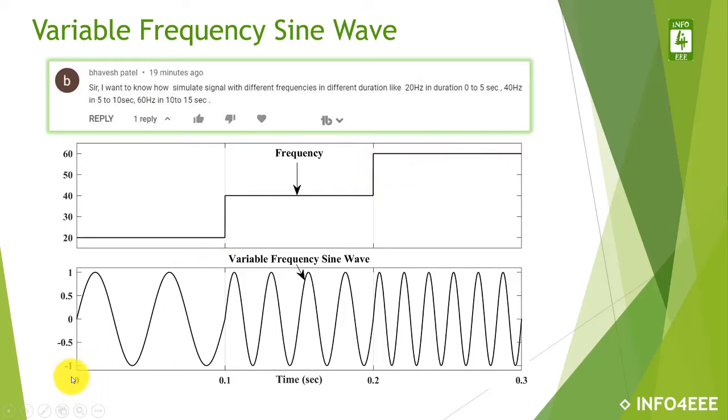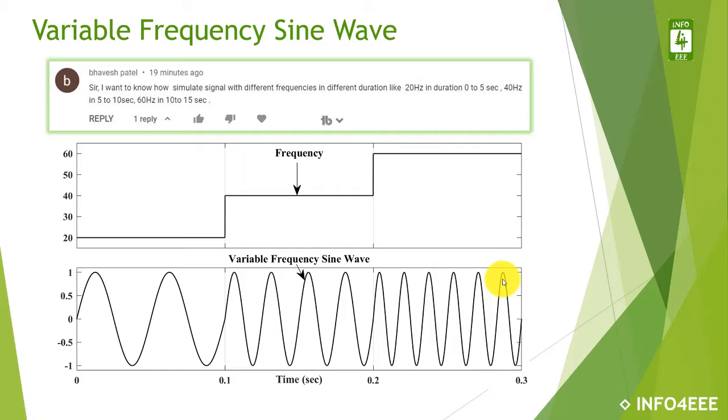I am considering a duration of 0.1 second for each frequency so that the cycles of each frequency are visible. So for the first 0.1 second, the 20 Hz waveform will consist of 2 cycles. For the next 0.1 second, the 40 Hz waveform will consist of 4 cycles. And for the next 0.1 second, the 60 Hz waveform will consist of 6 cycles.